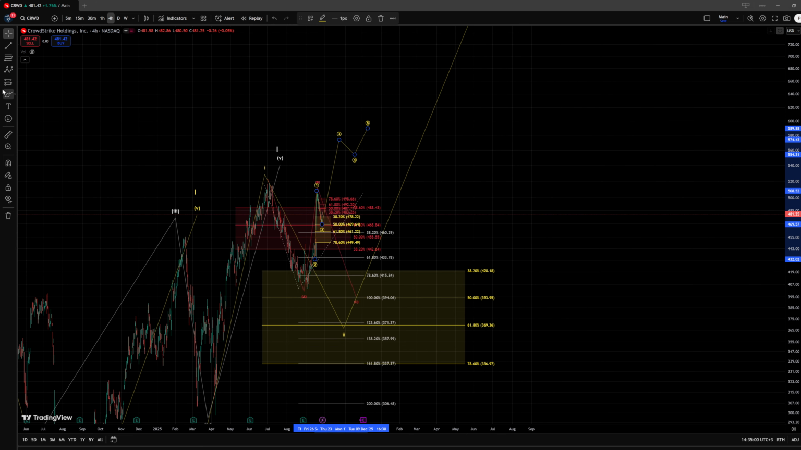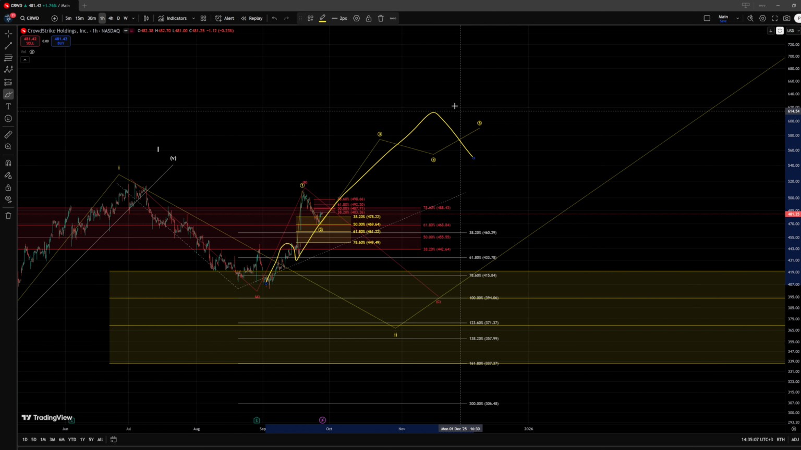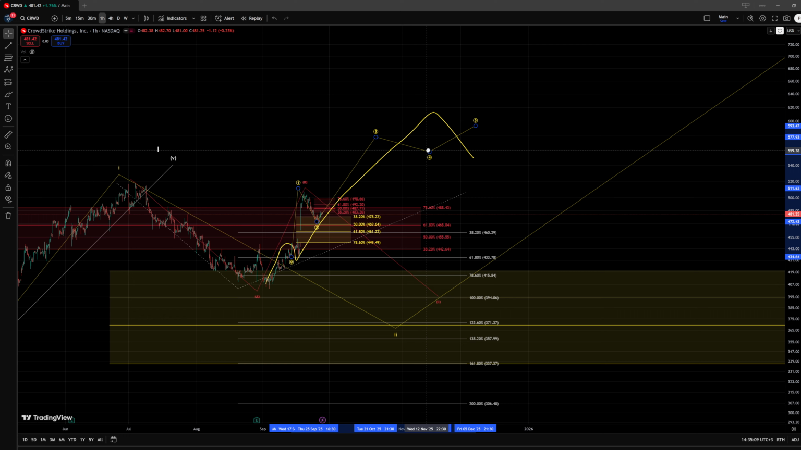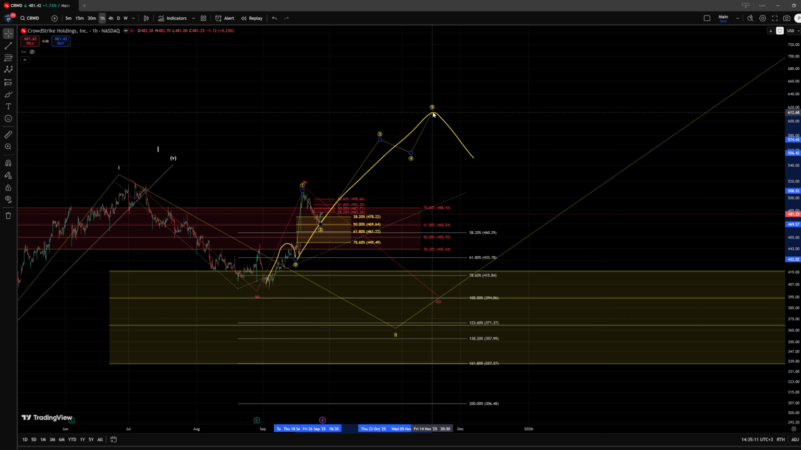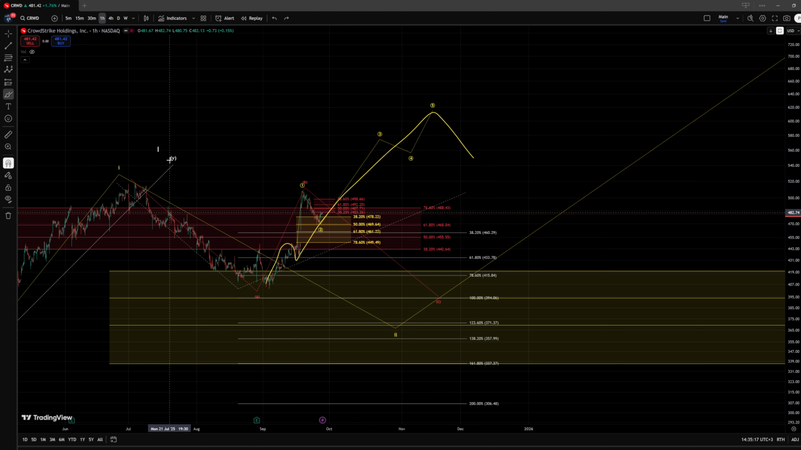And in that case, we would fill an initial wave 3 and we would have in this area a 1, 2, 3, 4 to be followed afterwards, because this would be within the third wave, and that would be another entry opportunity for those interested. And for now, these are the levels. This is the trade setup.